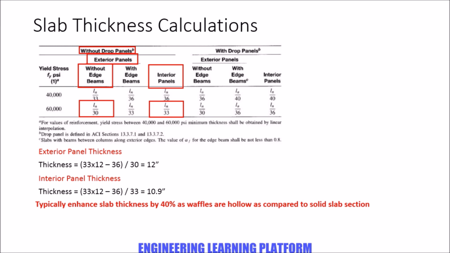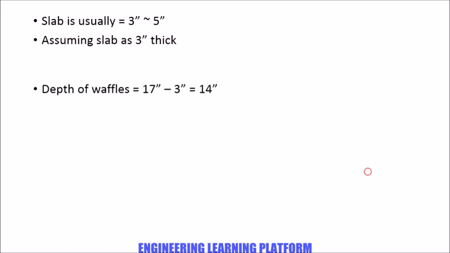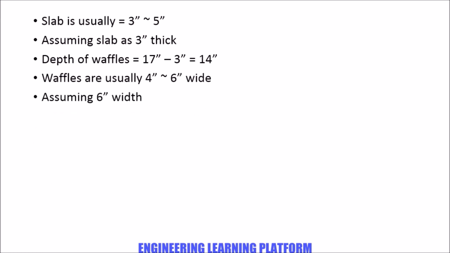We enhance the slab thickness by 40% as waffles are hollow compared to a solid slab section. So slab plus waffle is approximately 17 inches required in our case. The waffle slab is usually 3 inch to 5 inch, so the slab part is assumed as 3 inches. The depth of waffle is the remainder. Let's take 17 minus 3, that gives us 14 inches.